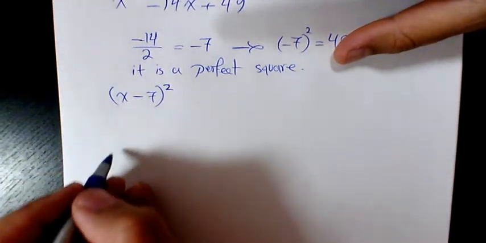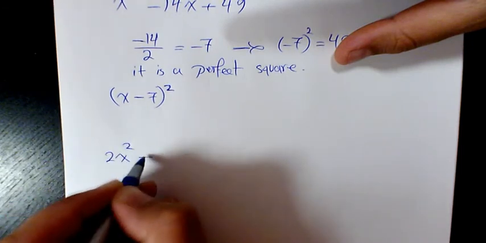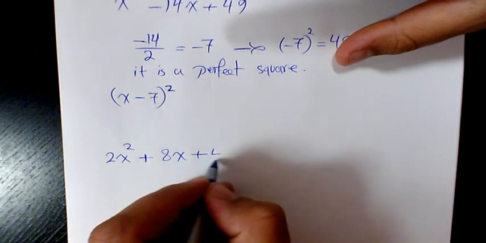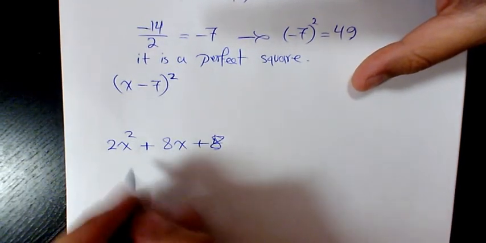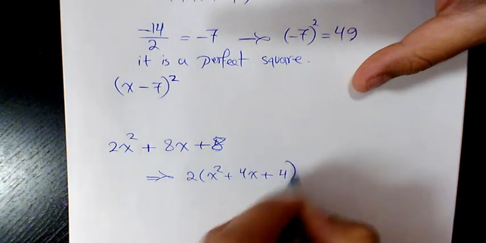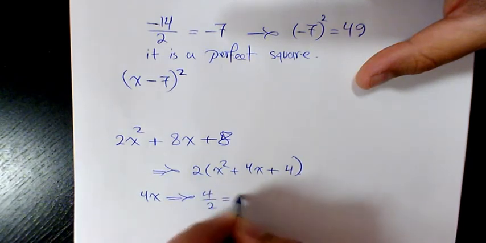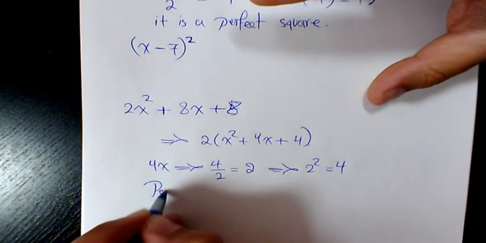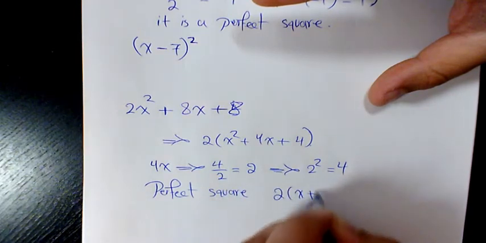Another example. 2x squared plus 8x plus 8. Here, first of all, you factor 2, it's going to be x squared plus 4x plus 4. 4x, therefore you have 4 divided by 2 is going to be 2. 2 squared is going to be 4. So, perfect square. That's going to be 2 times x plus 2 to the power of 2.